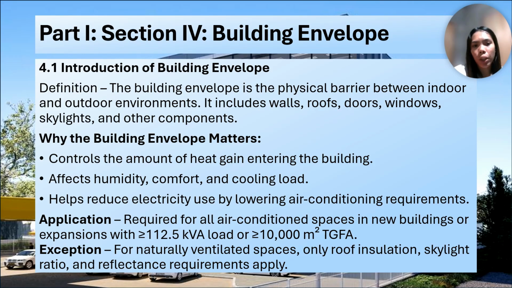First is Part One, Section Four, Building Envelope. The building envelope is a physical barrier between indoor and outdoor environments that includes walls, roofs, doors, windows, skylights, and other components. It controls heat, air, and moisture transfer, affecting energy efficiency and comfort.